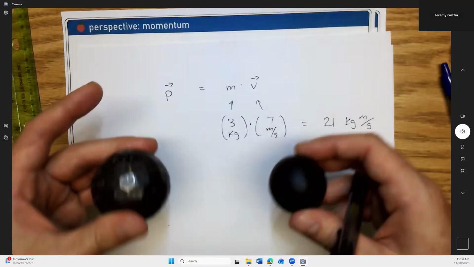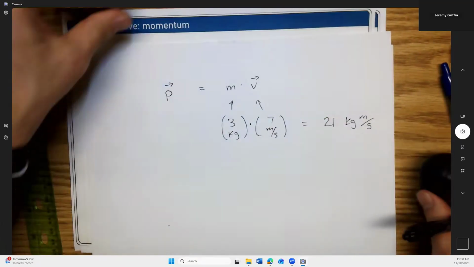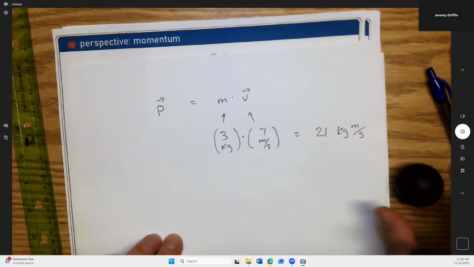11. So there would be 11 units of momentum in the system. That would be true before and after the collision. So there would always be that much momentum in the system.